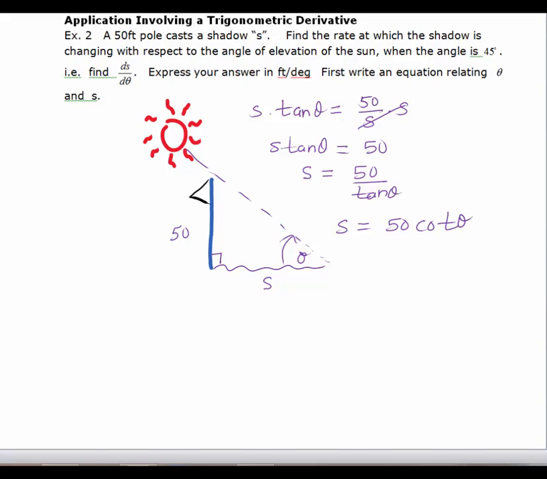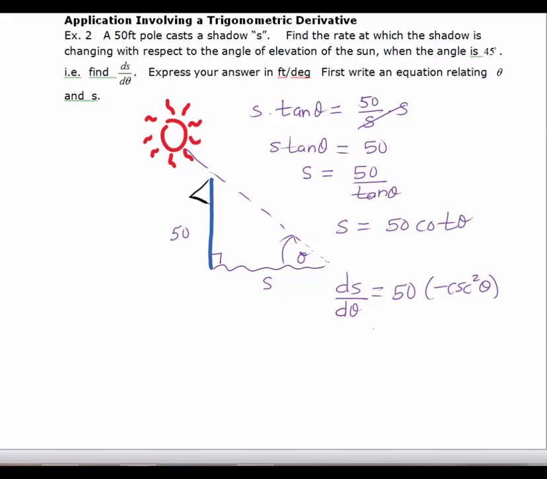The reason why I say it's much easier is that if you leave it as 50 over tan theta, you have to use the quotient rule. And if I write it as 50 cotan theta, I don't. I can just use a constant multiple times a derivative, and I know the derivative for cotan. So coming down here, I'm going to get ds d theta is equal to 50 times the derivative of cotan, which we said was the negative cosecant squared of theta.